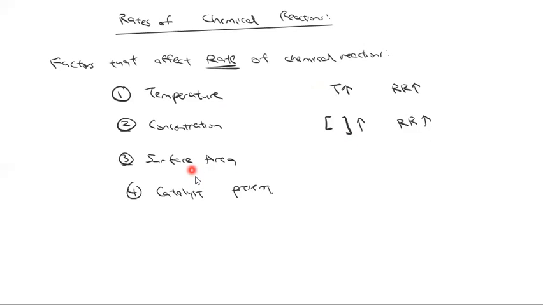You can do a similar experiment to see what the surface area would do. If we have a big chunk of metal versus the same amount of metal cut into lots and lots of small pieces, and you put those small pieces in instead of the big chunk, you'll often find that they disappear a lot faster and they react a lot faster.